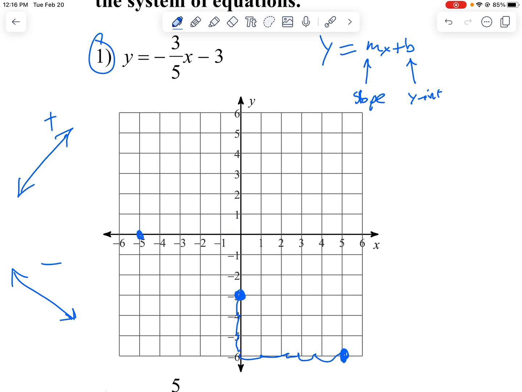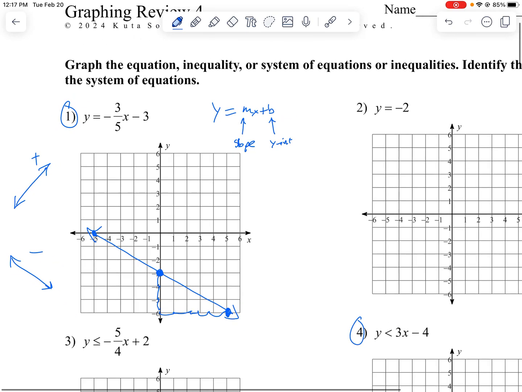And once you have at least 2 points, you can connect it up. More points is better. It just makes your line straighter. You don't have to go through more points. It makes it a little bit more precise. Let's jump to another one.